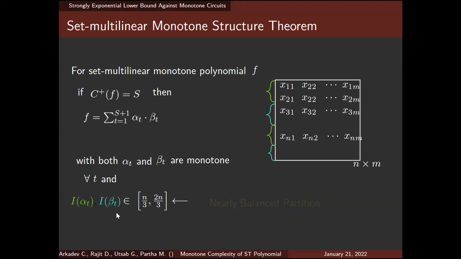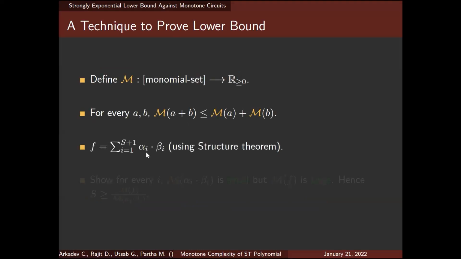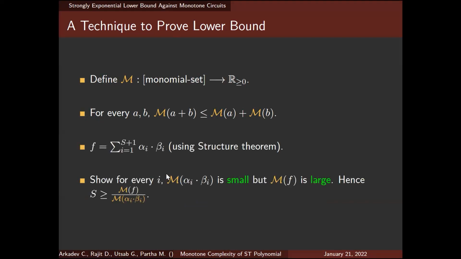This condition is saying that size of I of alpha t and size of I of beta t must be in between n by 3 and 2n by 3. This condition is called nearly balanced partition condition. Now, once we have this structure theorem, let's see a general technique to prove the lower bound. First, define a measure from the monomial set to the positive reals such that it is a sub-additive measure. And now write f as a sum of product polynomials. Now try to show that for every product polynomial, the measure is low, but for the target polynomial, the measure is large.